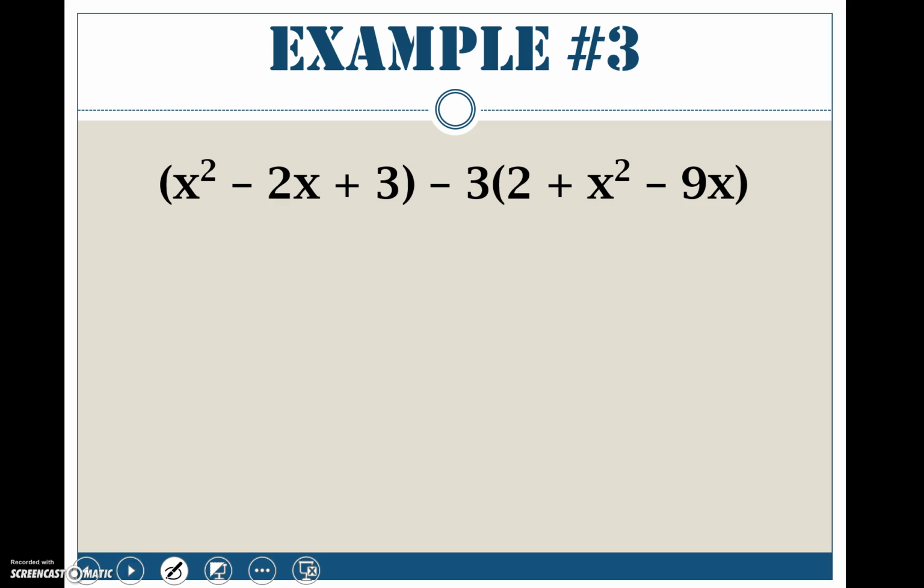Moving on to our next example, now we have a subtraction sign in the middle. So I'll repeat that same process. The first one I get is x squared minus 2x plus 3, since again there's nothing there.